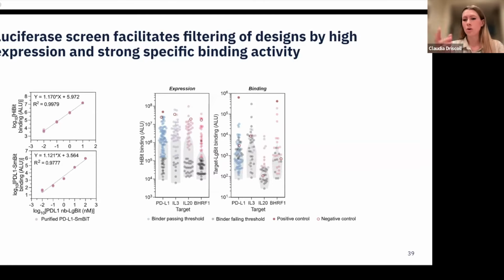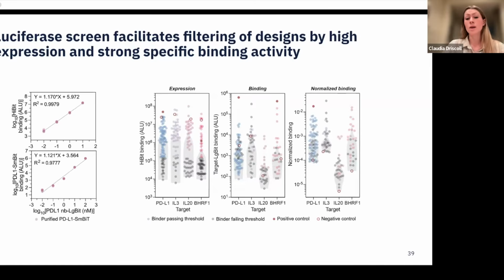We then took those well-expressing binders and quantified binding using the SmBiT assay. And I'll talk about filtering in a second, but we were then able to normalize that raw luciferase binding signal by expression. And so you have this normalized signal for binding.